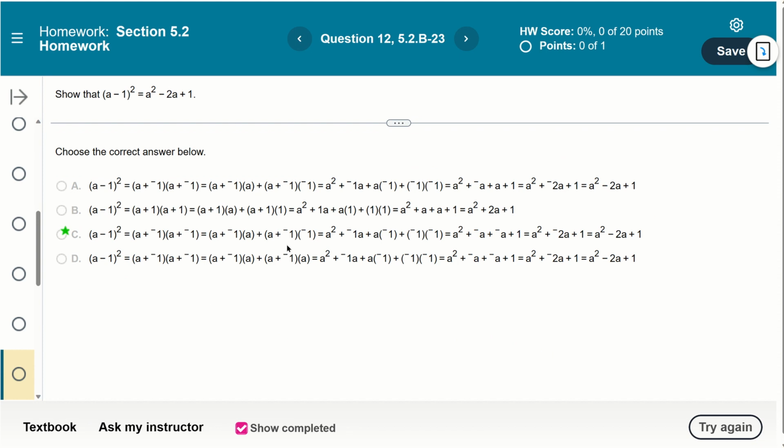Okay, in here we're using the tedious notation, but keep in mind that we're squaring a minus 1. So you know a minus 1 can be written as a plus negative 1, right?